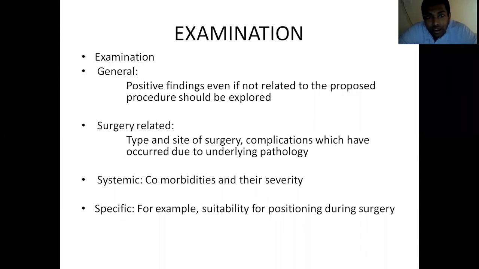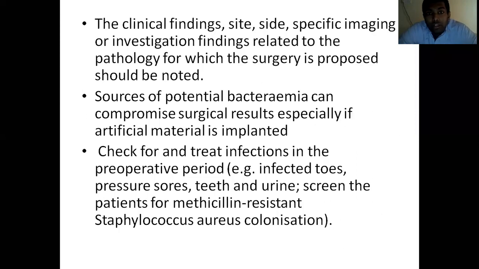Now, surgery related factors are the type and site of surgery, complications which have occurred due to the underlying pathology, and any comorbidities and their severities, like hypertension, diabetes, hypothyroidism or hyperthyroidism. And for example, we also need to check whether the patient has any spinal abnormalities, because when we are positioning the patient, if the patient has kyphosis or scoliosis, we might encounter problems during the surgery or when giving spinal anesthesia. Now, the clinical findings, and site-specific imaging or investigations required should be noted down.